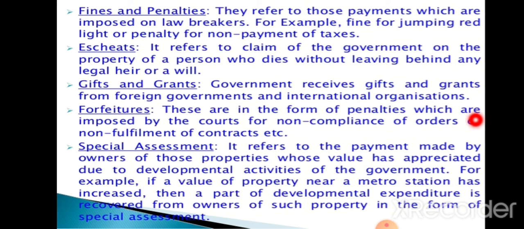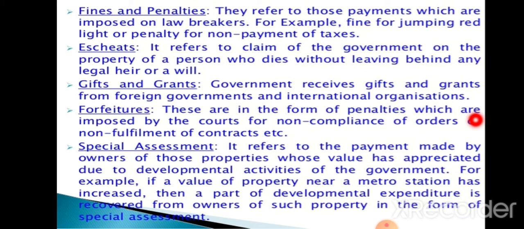Next we have fines and penalties. Government also get income by way of fines. For example, fine for lawbreakers such as crossing red lights, penalty for non-payment of tax, etc. Next we have escheats. It refers to claim of the government on the property of a person who dies without leaving behind any legal heir or a will.